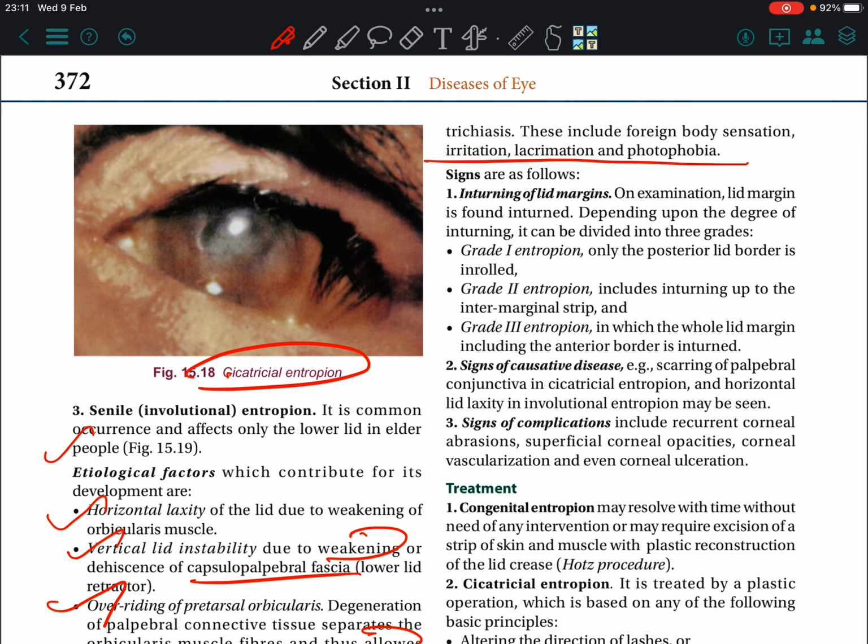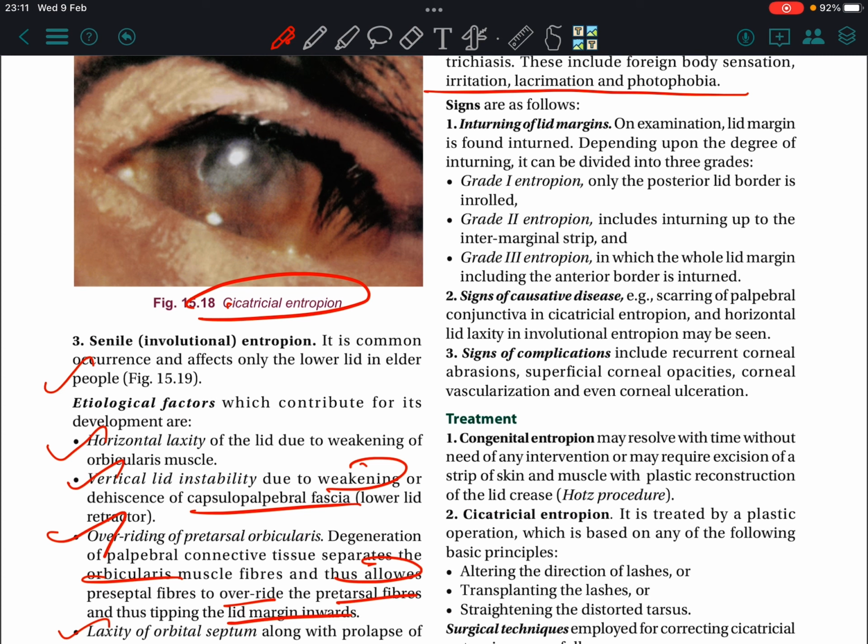Signs are as follows: inturning of lid margins, signs of causative disease, signs of complications. Signs: inturning of lid margin. On exam, the lid margin is found turned in. Depending upon the degree of inturning, it can be divided into 3 stages: grade 1, grade 2, grade 3.